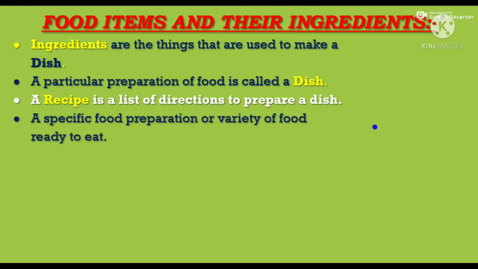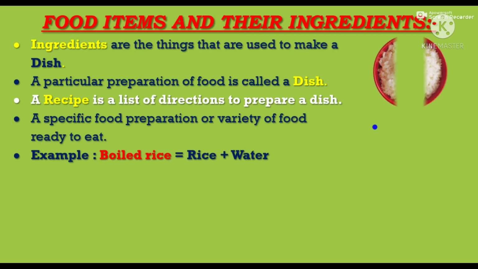So a specific food preparation or variety of food ready to eat, that is called a dish. For example, if you take the example of boiled rice, then boiled rice is an example of a dish. And the materials that are used to make boiled rice are rice and water. So rice and water are the two ingredients of boiled rice.